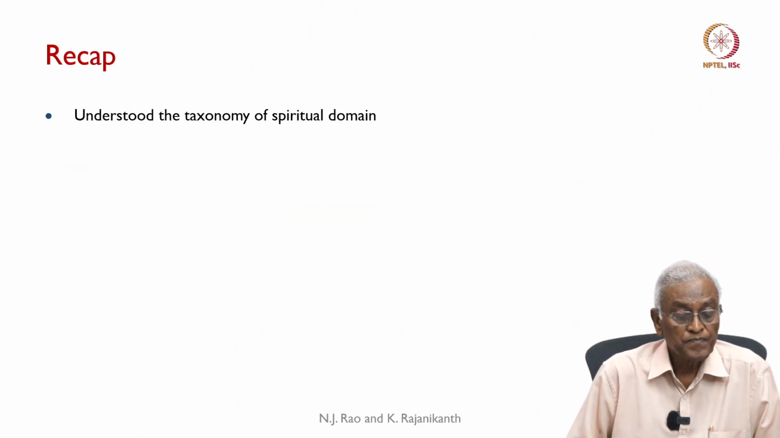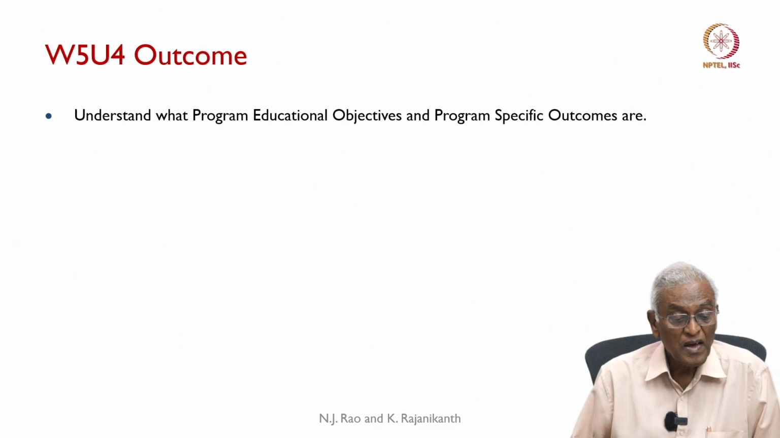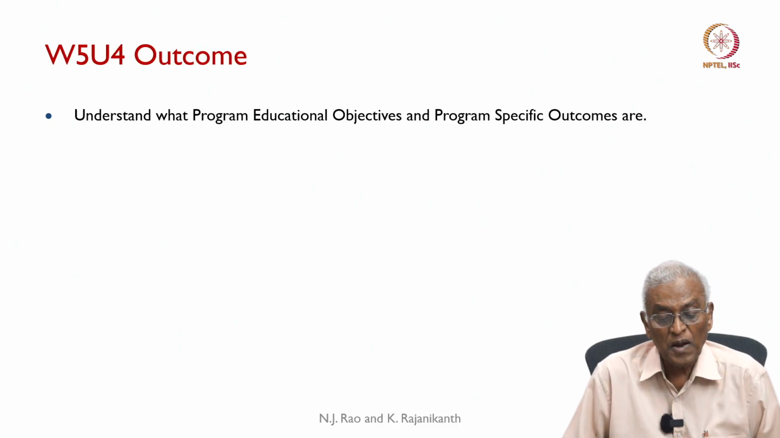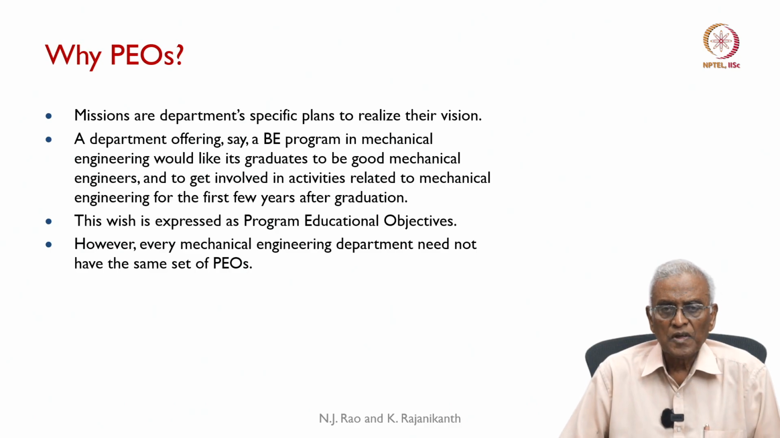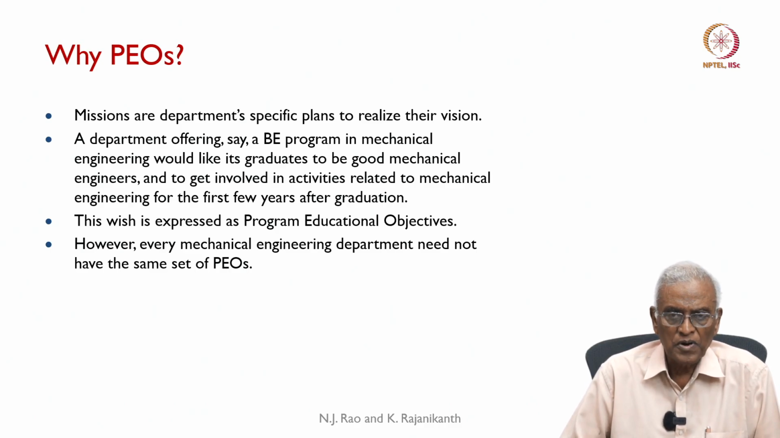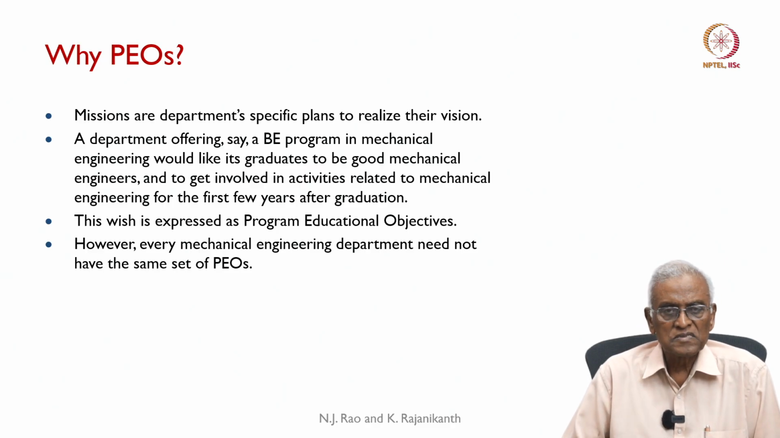In the earlier unit, we understood the taxonomy of the affective domain, and in this unit we will try to understand what program educational objectives and program specific outcomes are. We mentioned earlier in one of the units that the outcomes of a program are presented at three levels. One is program educational objectives, the other one is the program outcomes, and at the same level as the program outcomes, we have program specific outcomes, and then the third level is course outcomes.